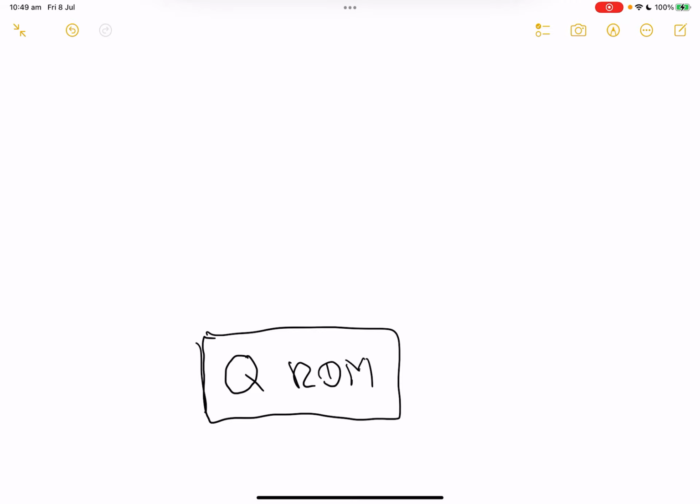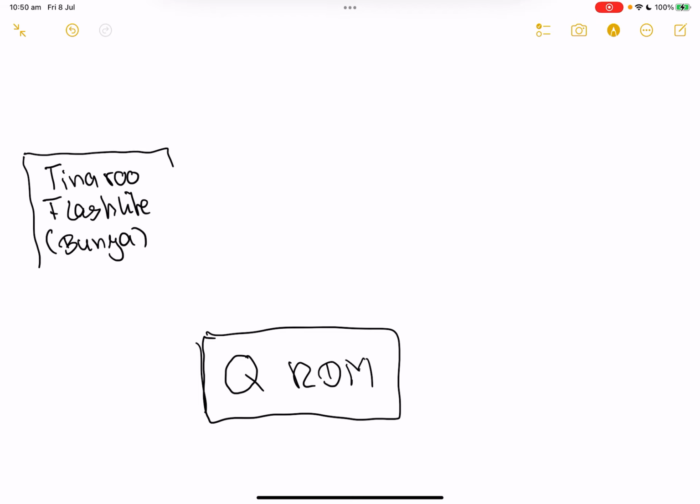And so you can access the Q RDMs from several cluster facilities at UQ, and you can also access these from your desktop and your laptop. Okay, let's put down the different cluster facilities we have. So we've got Tinaroo, we've got Flashlight, and I'm going to put it in brackets here because Banya is going to be the next cluster that will function in the same way in terms of access.